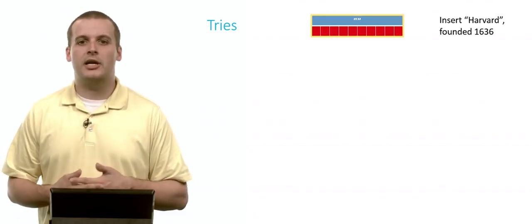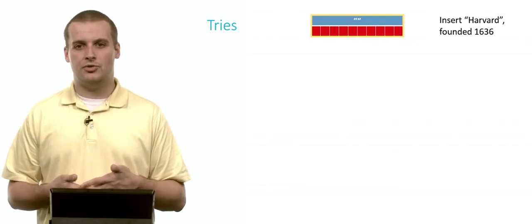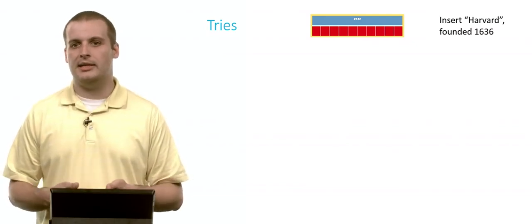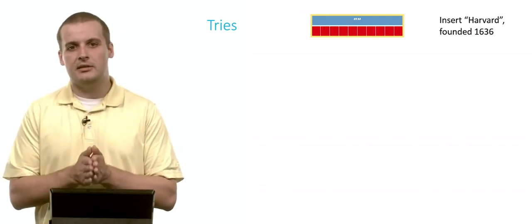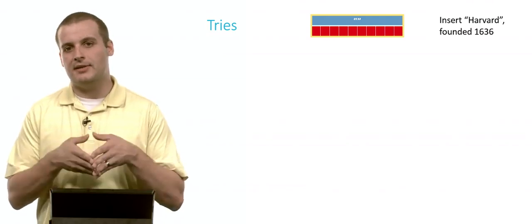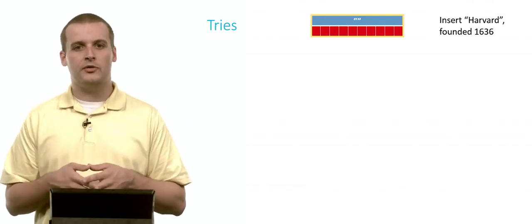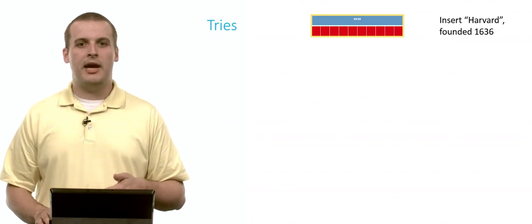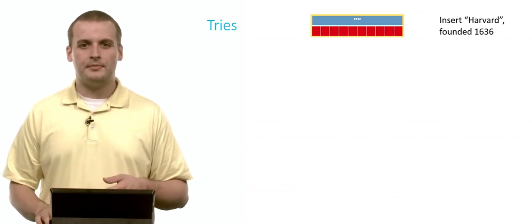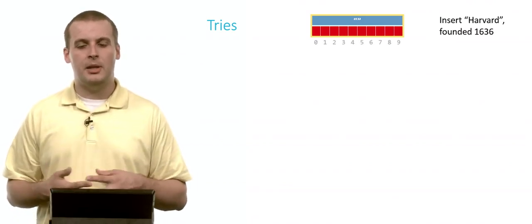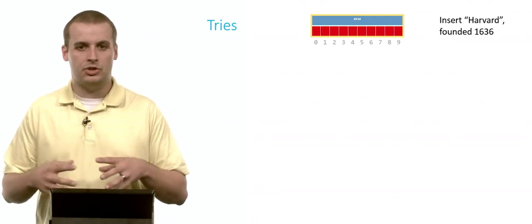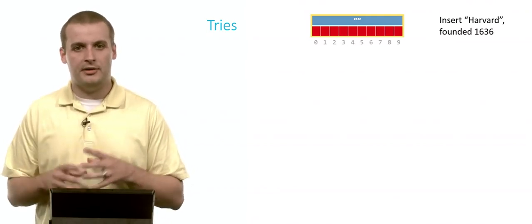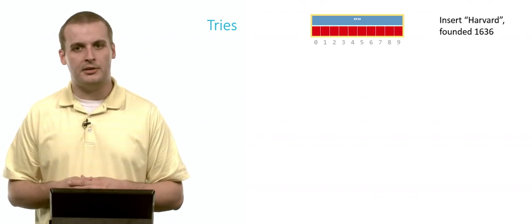Let's insert the string Harvard. Let's insert the University Harvard into this trie, which was founded in the year 1636. We want to use the key 1636 to tell us where we're going to store Harvard in the trie. Now, how might we do that? It might look something like this. We start at the root, and we have these 10 places we can go. The root is just like any other node of the trie. There are 10 places we can go from here.